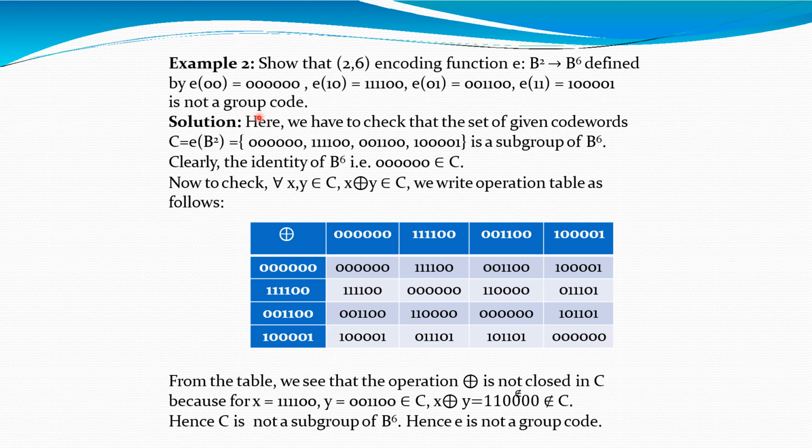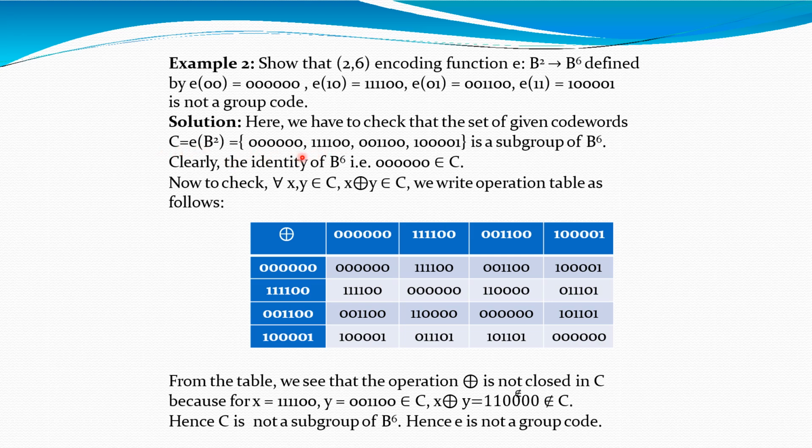So not a group code means either the closure property or the identity element, one of the properties fails here. Now to check that it is not a group code, first we form the set C, which is E of B2, the range of E, which contains all the code words.